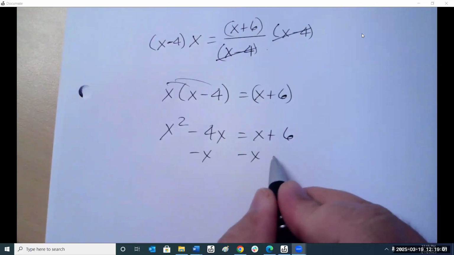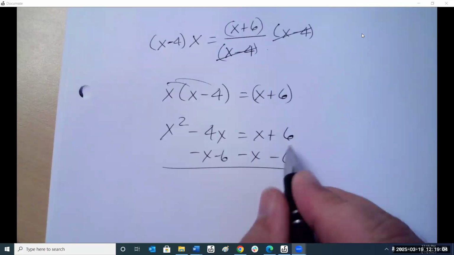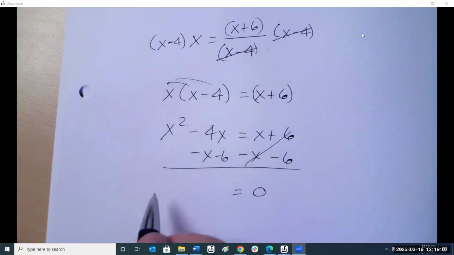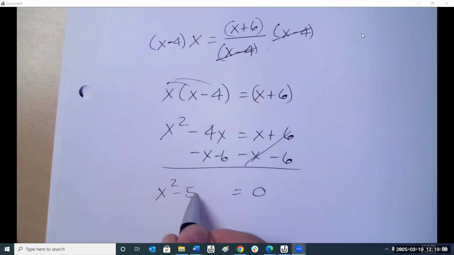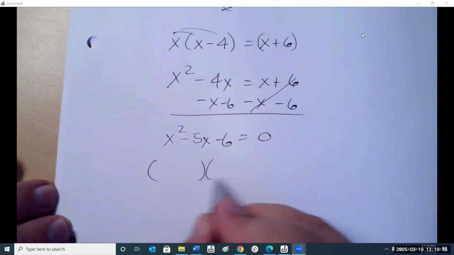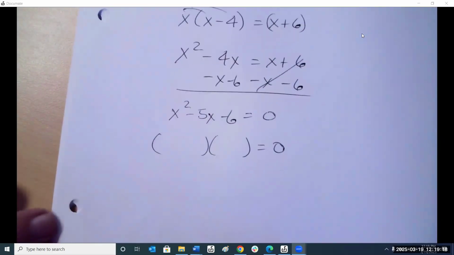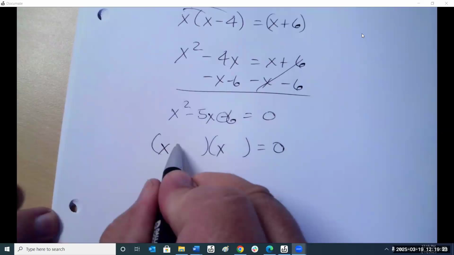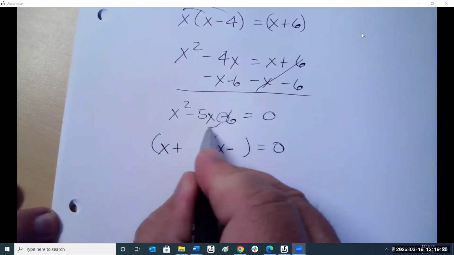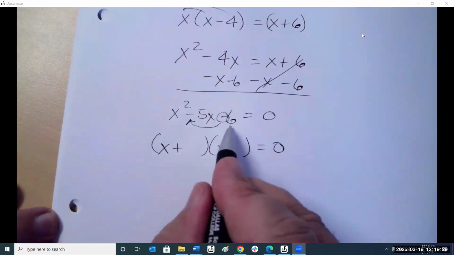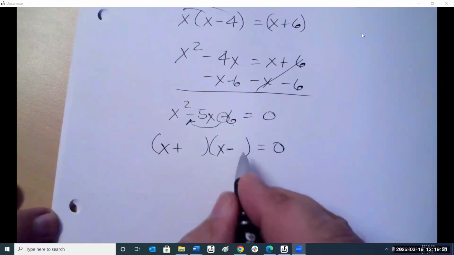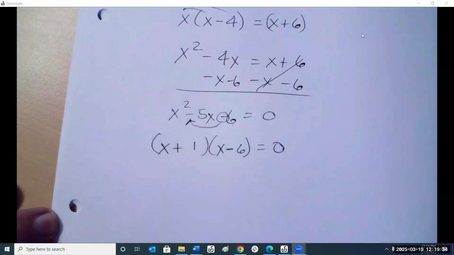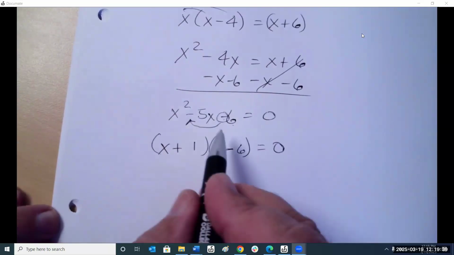Subtract x, subtract 6. So x squared minus 5x minus 6. The signs are opposite, and the bigger number will have a negative sign. What times what is 6 when you subtract them, you get 5? 6 and 1. That was our opposite signs.